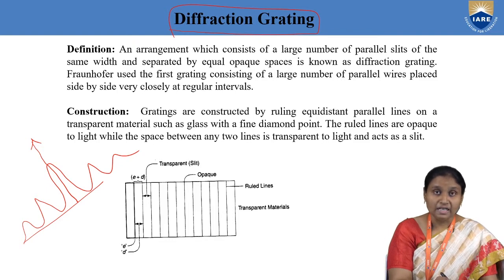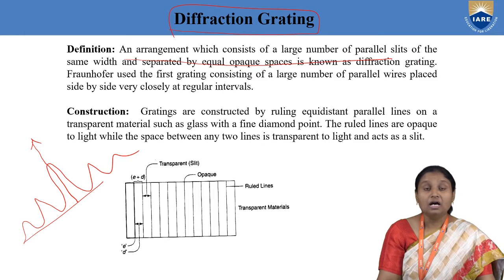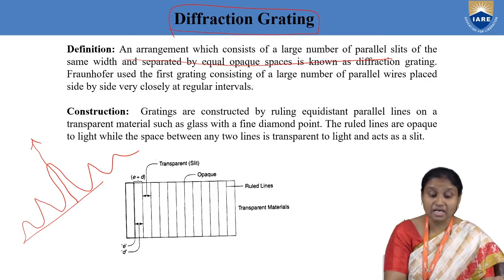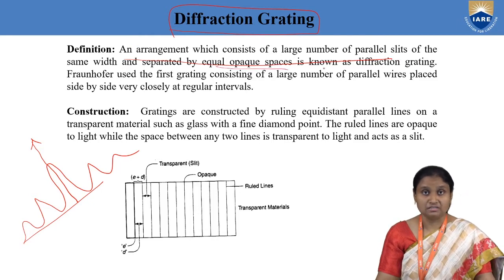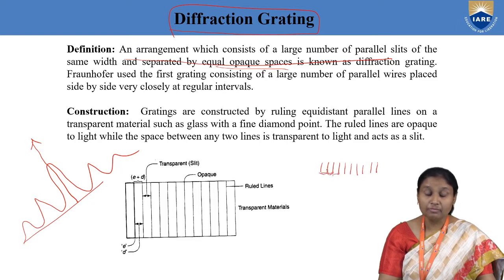A grating is nothing but an arrangement which consists of a large number of parallel slits, and these slits are separated by equal opaque spaces. So what is our grating? Suppose I have taken a large number of slits. It consists of a large number of openings, and all these slits are of the same width and are separated by the same width of opaque spaces. Now how do we get such an arrangement?